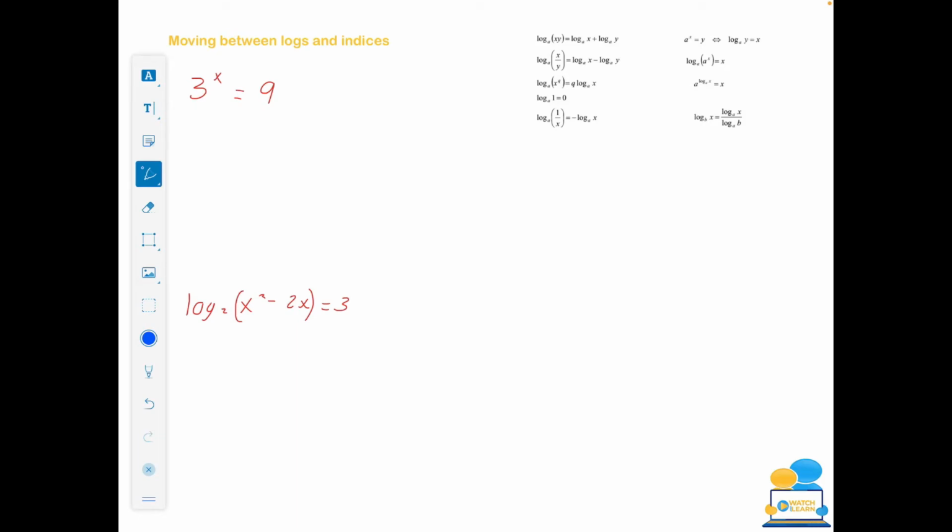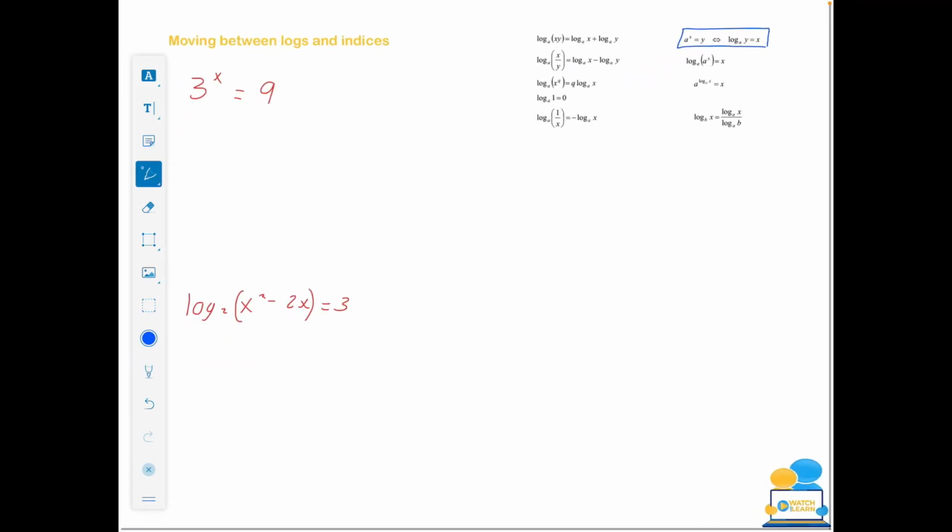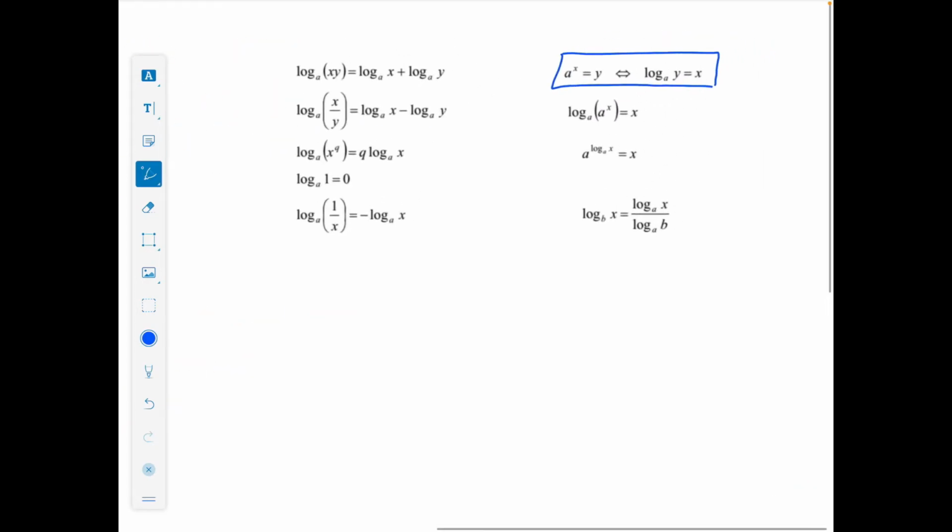Now, before we move on to solving problems with logs, so solving for x, we need to figure out how to move between logs and indices, because that's going to be really important for solving. So this is the formula that I mentioned at the start that was going to be super important. This is the key to a lot of questions. So if we look at our first problem here, we're solving for x. We want to find out what the x is. Now, if the x is trapped in an indice, or in the index, if it's the power, you need to change to logs.